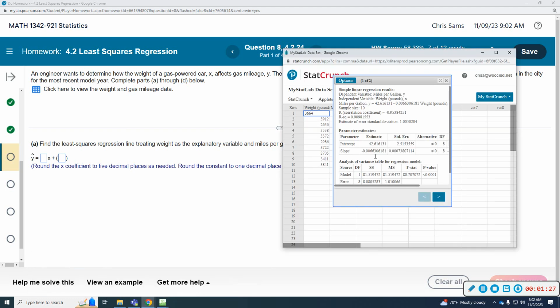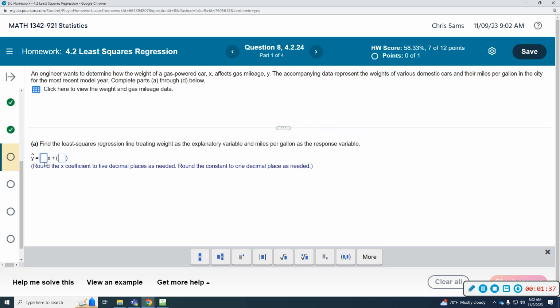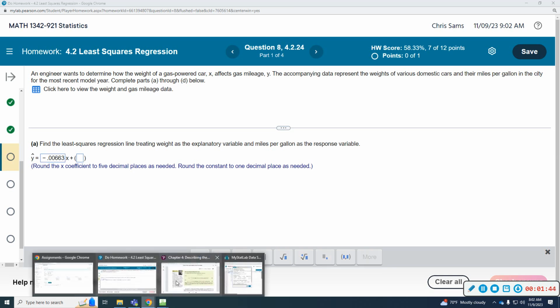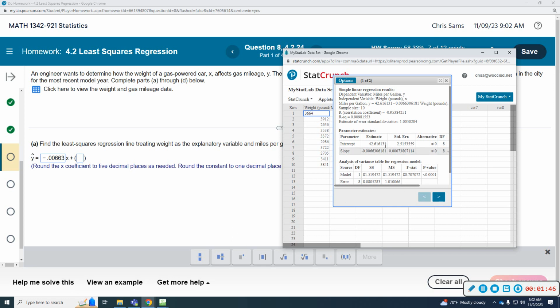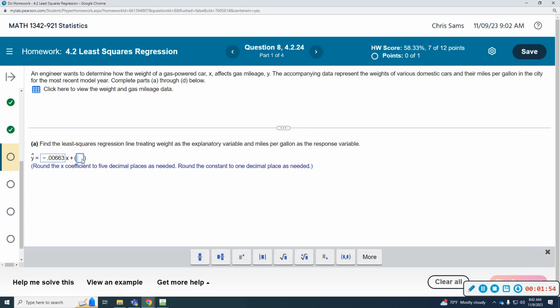So from our output, the slope, we're going to do 0.00663, and the 6th place is 0, so we'll just leave it as negative 0.00663. All right, and then our constant, we're going to round it to 1 decimal place, so 42.6, and the 1 will not round that 6 up, so just 42.6.